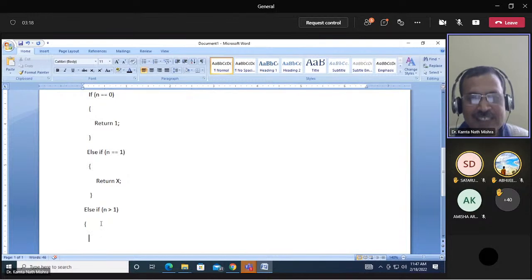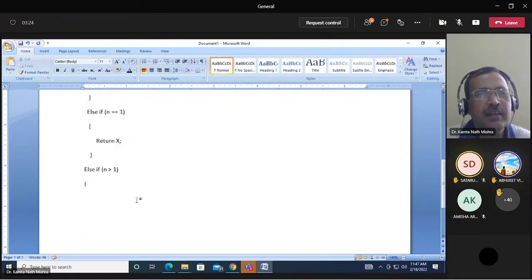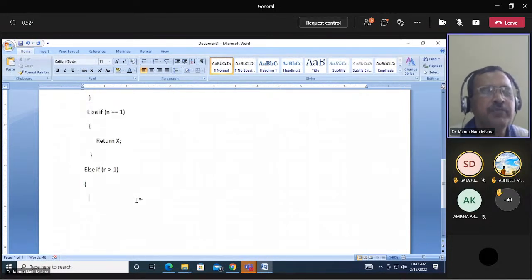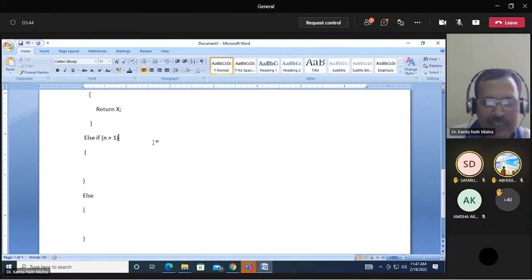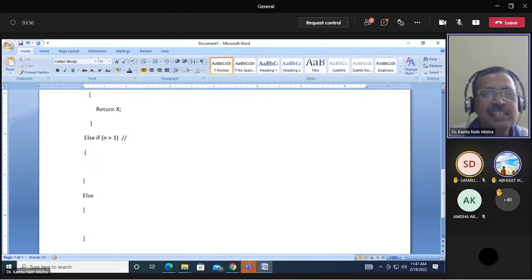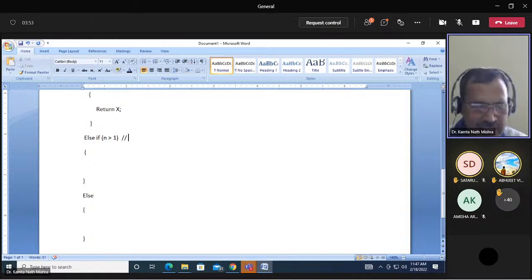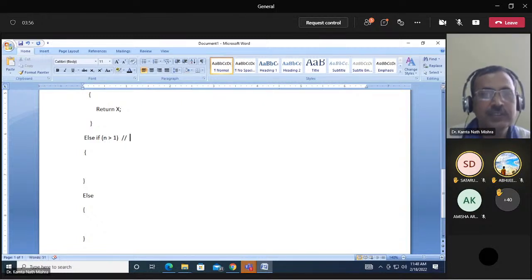N greater than 1 means n can be 2, 3, 4, 5. And the last condition I will go for else. This is the else part. I have to give you people a little time. Else part shows that n is positive or negative? Negative. Sorry, the else if part is showing that n is positive. Yes, sir.